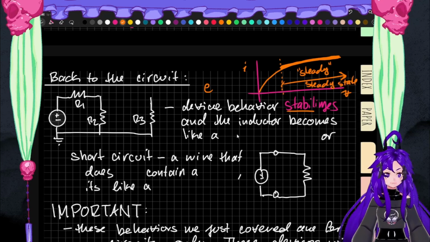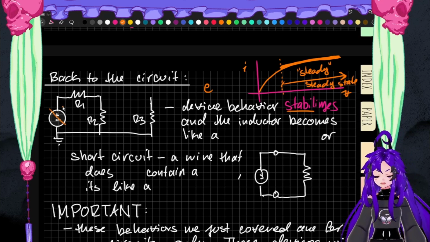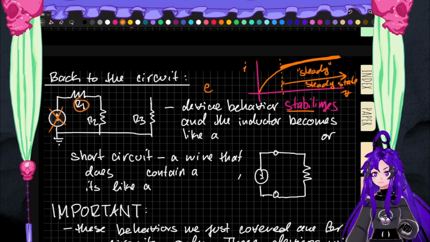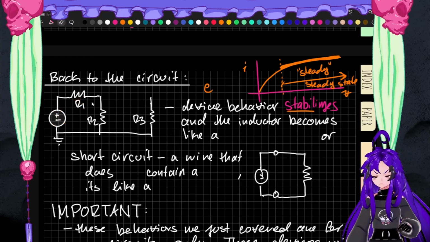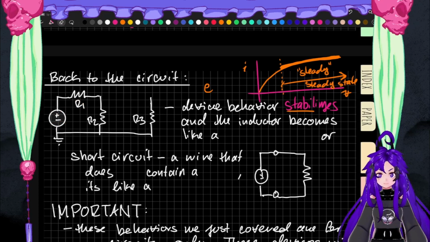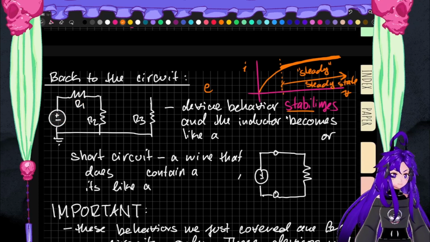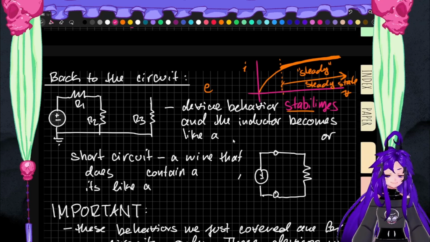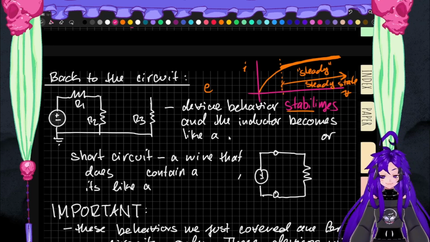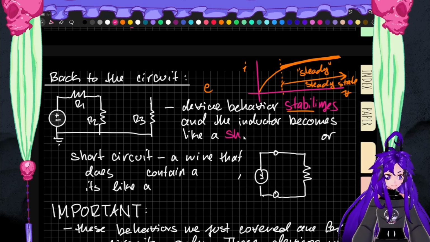And if nothing changes in the circuit, if this doesn't suddenly die, or we don't switch this out, we don't for some reason hot swap a resistor and change the currents off of this, it's gonna be steady forever. So now the inductor behaves like a short circuit.